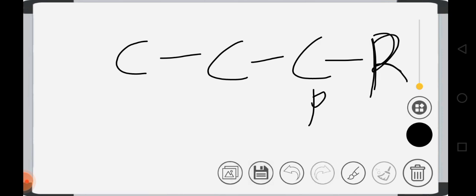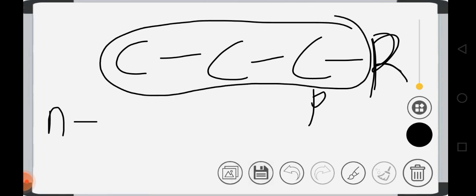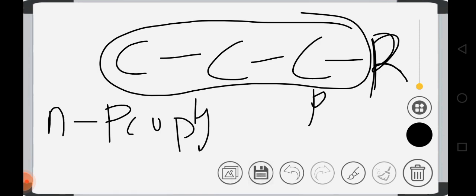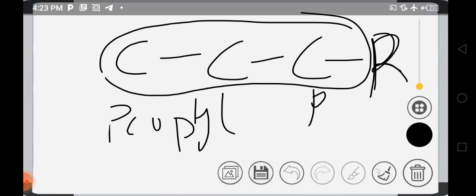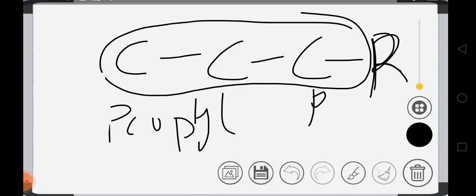automatically this one will become n. Then you call the name of this compound propyl. And if it is n, even though you don't put that n, there's no problem. That n means it's the normal propyl, it's not an iso. Even though you don't put the n, it's just propyl. You are free to call it propyl. You are good to go.